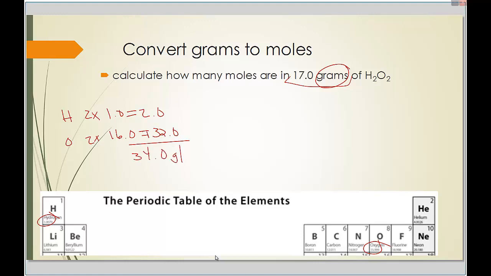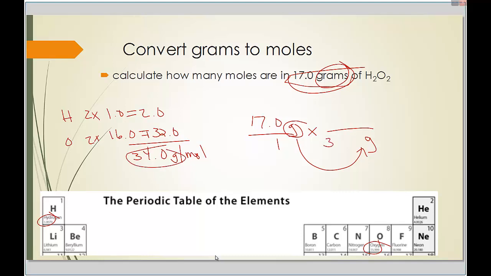Put the number we're trying to convert over 1, so 17.0 grams over 1. Grams are on top, so I want to put grams on the bottom of the next one. That's 34.0 grams is in 1 mole. So 17 divided by 34, and that comes out to be 0.412 moles of H2O2.